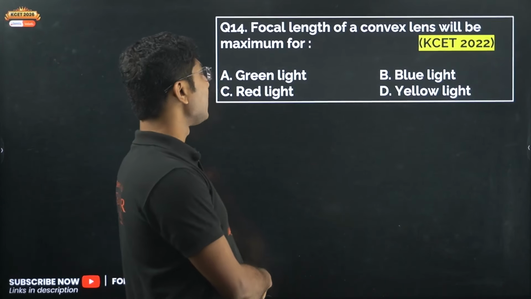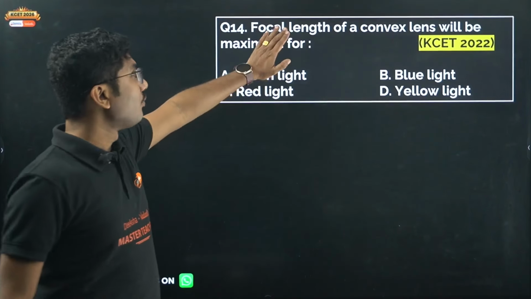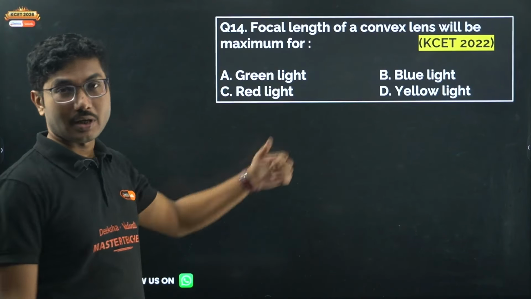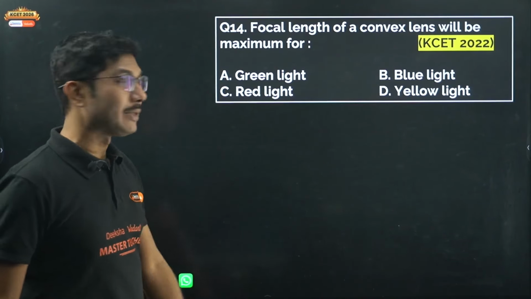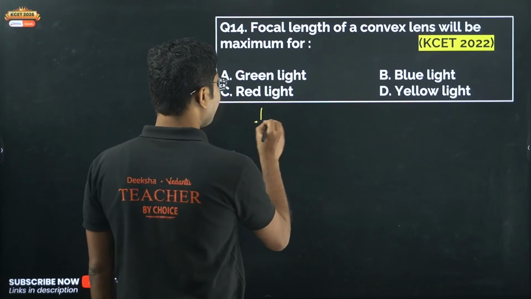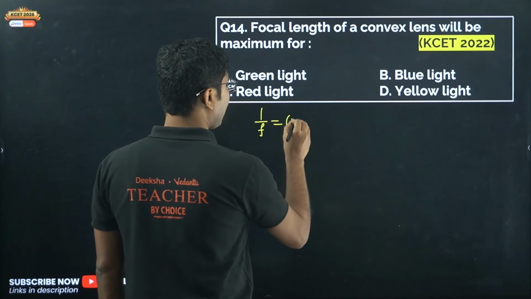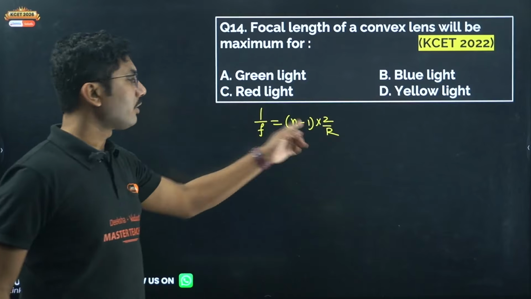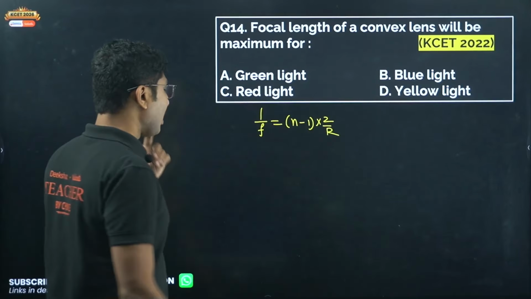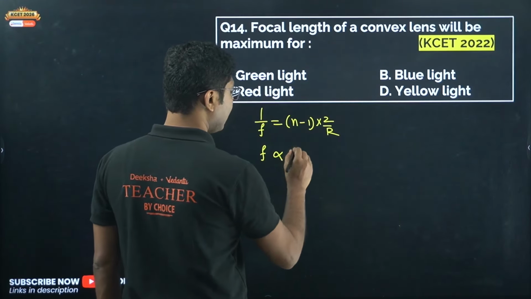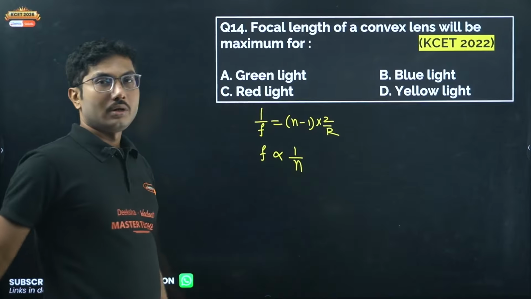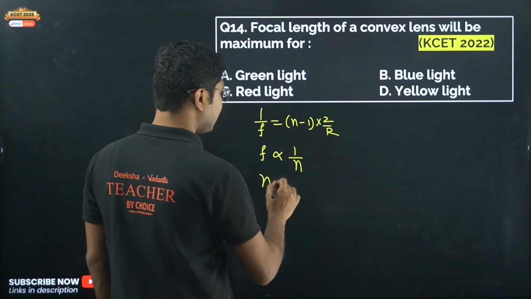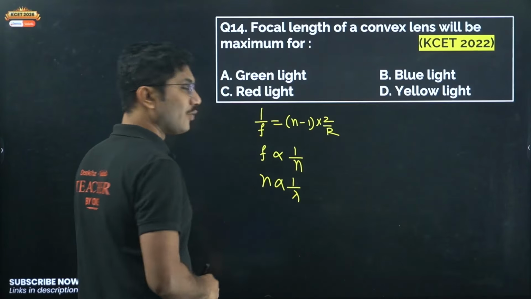Focal length of a convex lens will be maximum for, again, focal length related to wavelength of light. As I mentioned, this concept is common. It came in KCET multiple times. So we know that 1 by focal length equals (n minus 1) into 2 by r. Now if you ignore this (n minus 1) term, we can say that focal length is inversely proportional to the refractive index. Again, refractive index is inversely proportional to wavelength lambda.